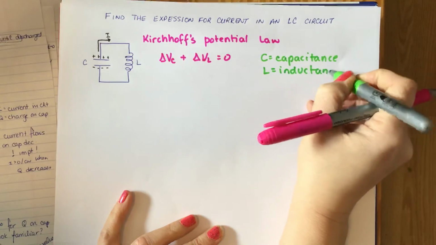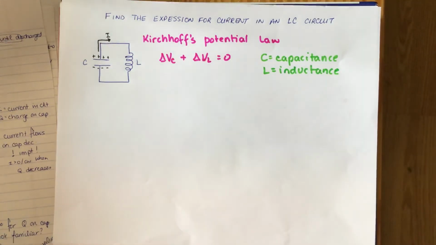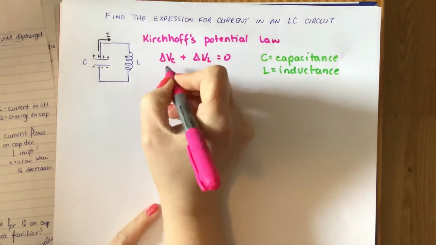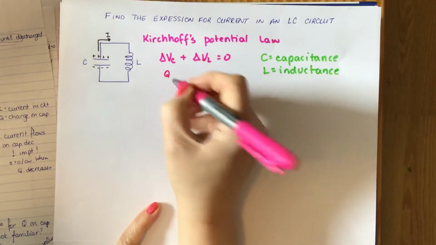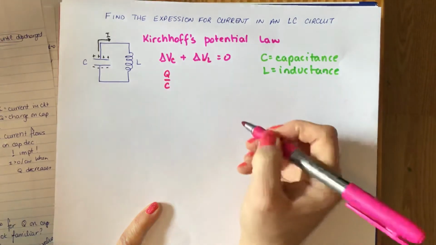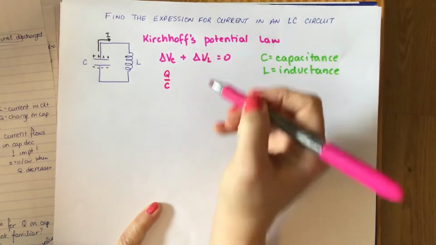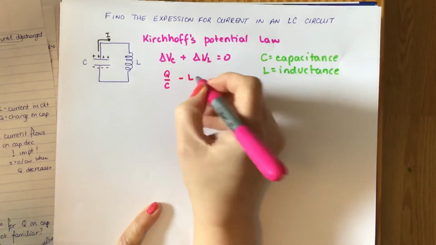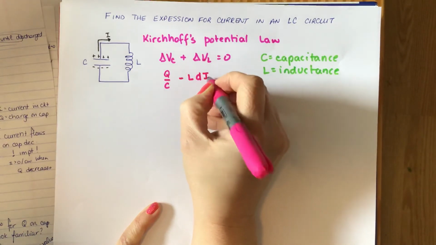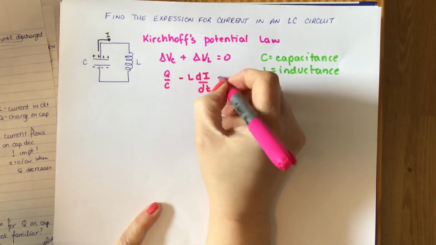This stuff is coming pretty new, so we'll try and stay on top of defining things as we go. Let's remember what the potential across a capacitor is. That's the charge on the plates at any given time divided by the capacitance C. The change in potential across the two ends of an inductor is minus L di dt, equals 0.